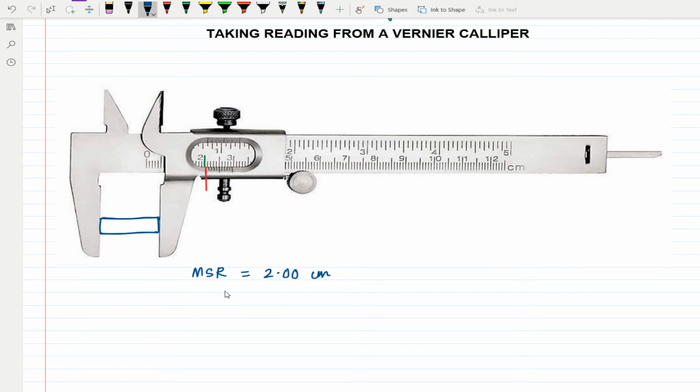Why? Because we are taking readings from the vernier, we'll be adding them up. So we are taking the readings from the vernier, we should always have two decimal places. So it is 2 centimeter.